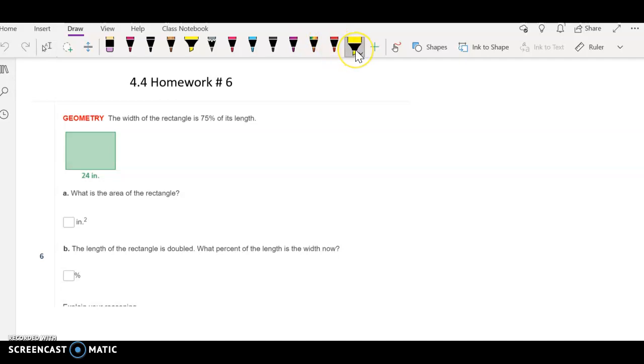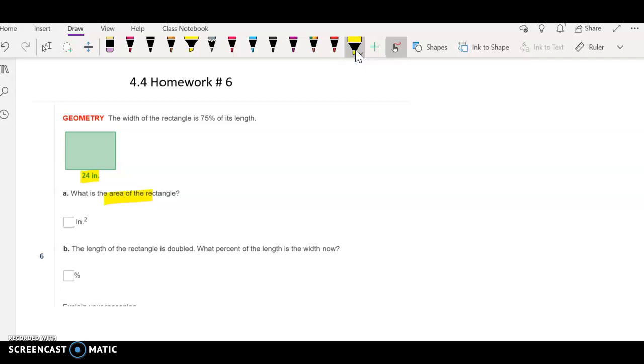So this question tends to trick people because they think that you're trying to just find the width, but actually we're going to find the width and then use that width to find the area. So when it says the width of the rectangle is 75% of its length, we can see here that the length is 24 inches and the width is 75% of that 24, right?